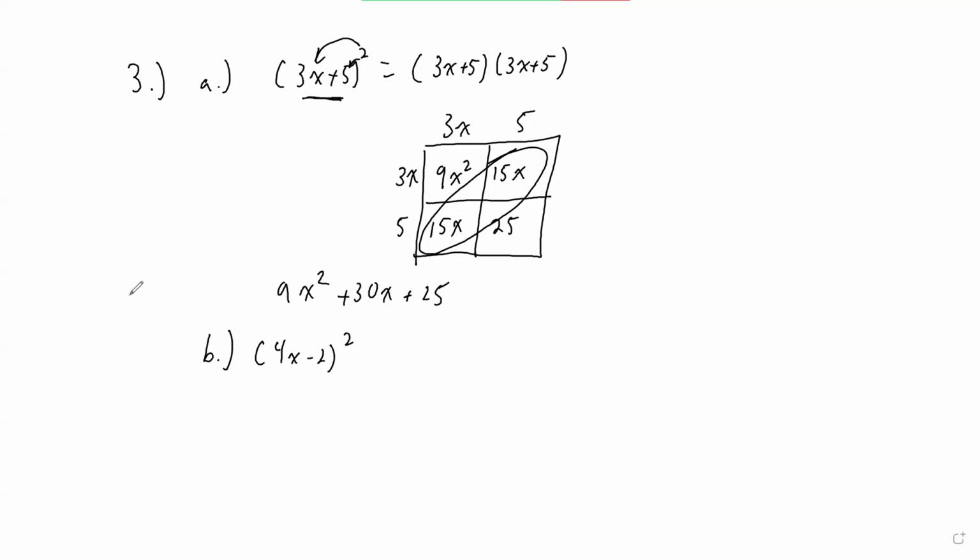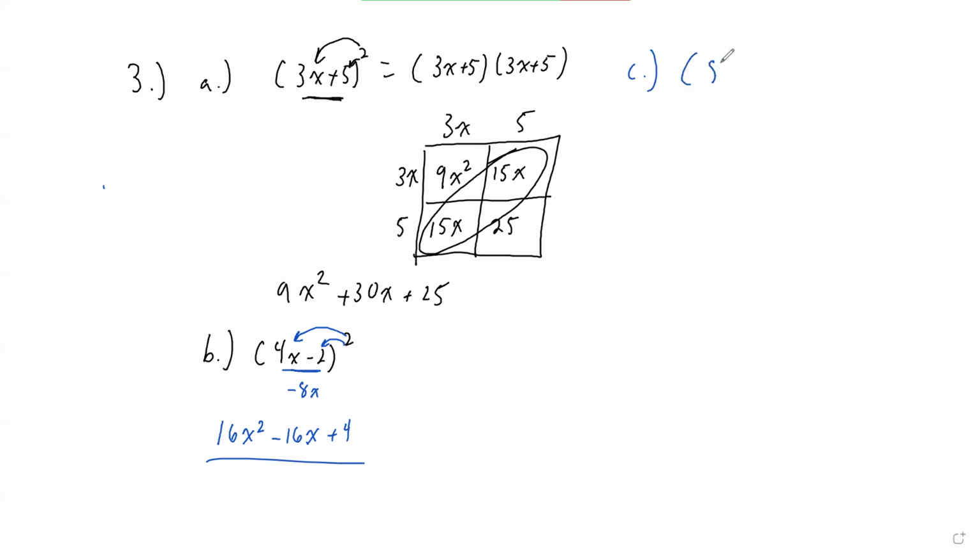So let's see if we can apply it. So 4x squared is 16x squared. 4x times negative 2 is negative 8x times 2 would give me negative 16x. And then negative 2 times negative 2 is positive 4. Right, so again, if you notice it, let's look at C.